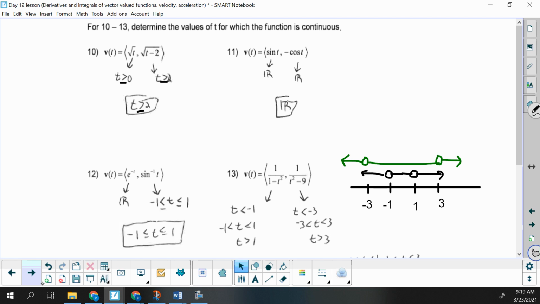Inverse sine is only continuous between t values of -1 and 1. Because remember, the t values in inverse sine are the same as the y values in regular sine, and those stay between -1 and 1.